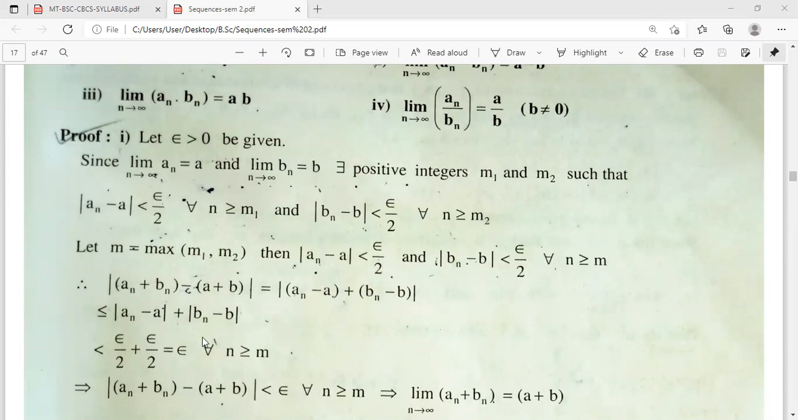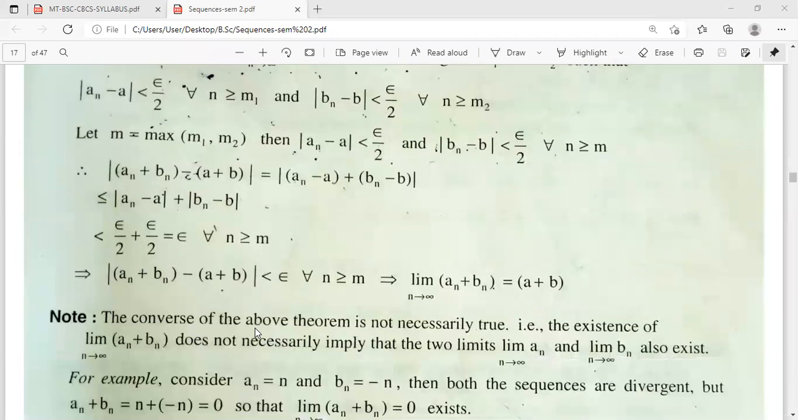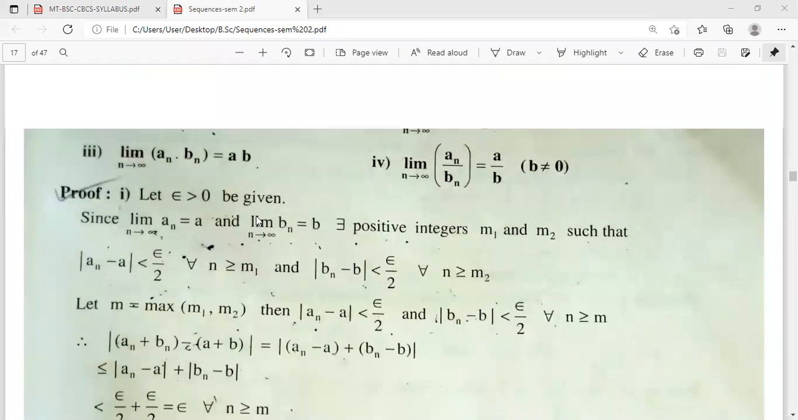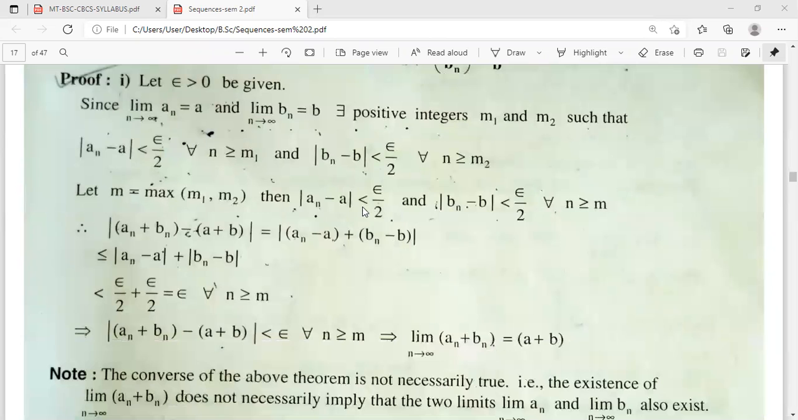Which is less than or equal to modulus of An minus A plus modulus of Bn minus B, because modulus of x plus y is less than or equal to modulus of x plus modulus of y. The same concept we are using, that a convergent sequence has a unique limit. Now replace this by epsilon by 2, and this also by epsilon by 2. If you add, this is the main thing, collectively you have written it here and you are using it here. So you are writing epsilon by 2 plus epsilon by 2 equals epsilon for n greater than or equal to m.